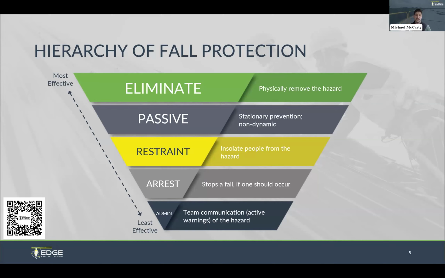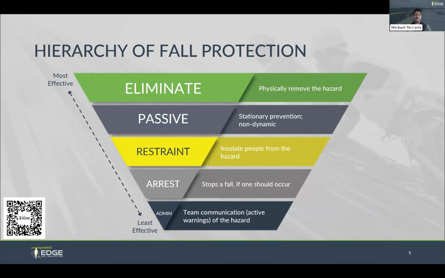Number two is passive fall protection. This is the one that Edge uses the most. Passive fall protection is railing. It's stationary prevention. It is non-dynamic. You don't have to train anyone to use it. It's always in place. You don't have to really recertify guardrail systems. It's an exceptional way to use fall protection because it's always there.